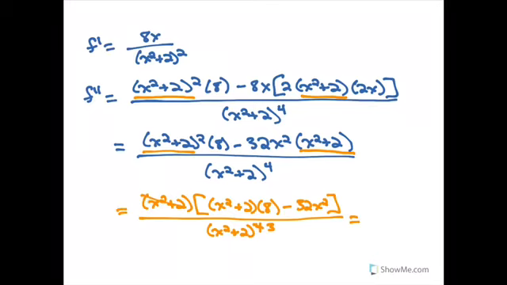Okay, so what do I really have in my numerator here? I'm going to distribute this: 8x squared plus 16 minus 32x squared, all over (x squared plus 2) cubed.